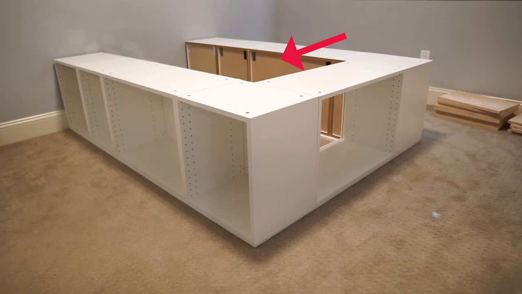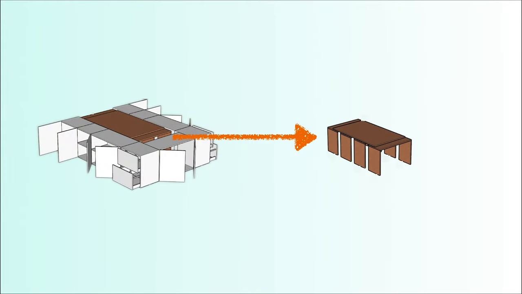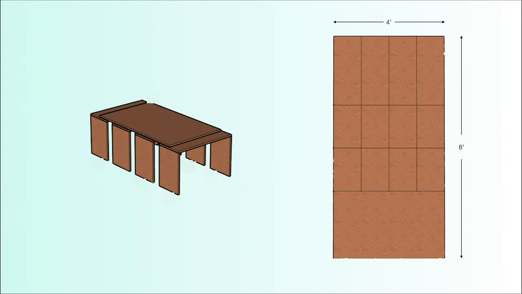Next, we will need to add some extra support in the middle. All the materials are coming from one sheet of 4x8 plywood. What we need to do is just to cut the wood into different shapes.